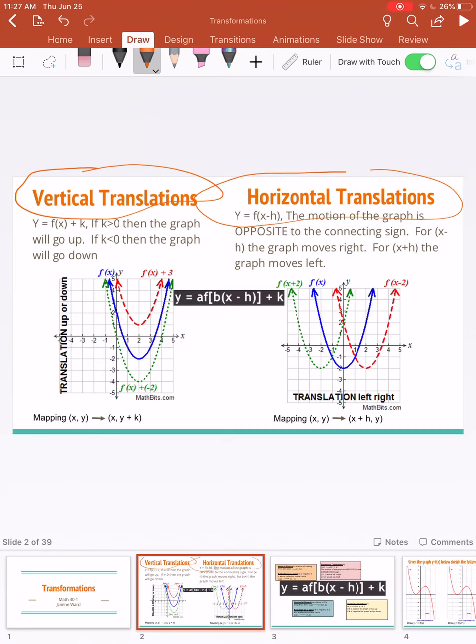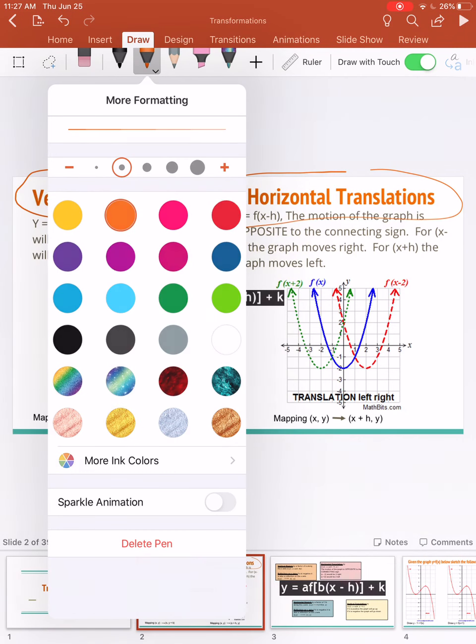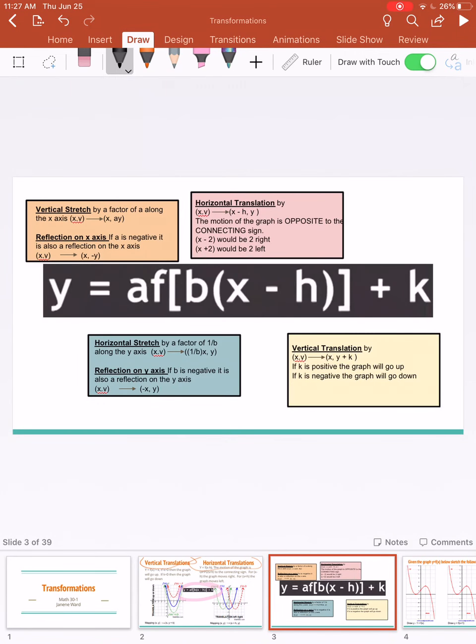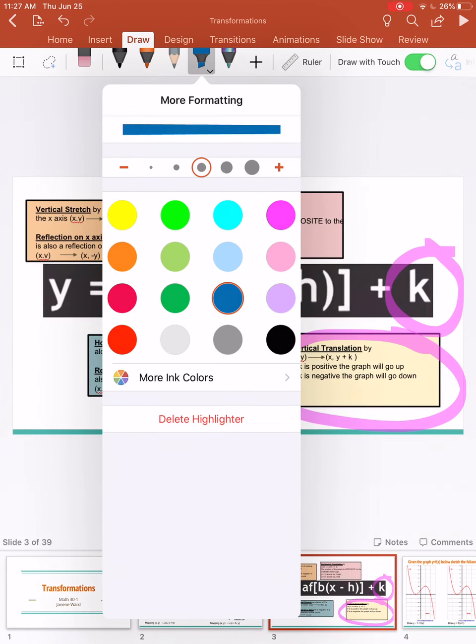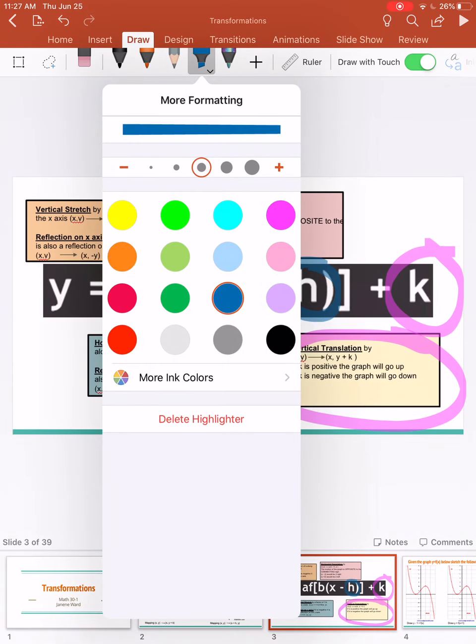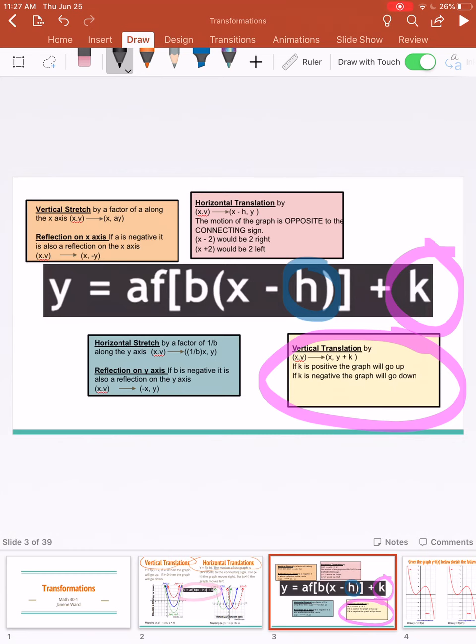The first thing I actually want you to do is take that formula sheet out, because this formula will be referred to throughout the next 3 or 4 lessons. We're going to be using it quite often. The two parts you need to worry about for now: your K value is your vertical translation, so the K value tells us how much our graph is moving up or down. The H value tells us the horizontal translation, so it tells us if the graph is moving left or right.